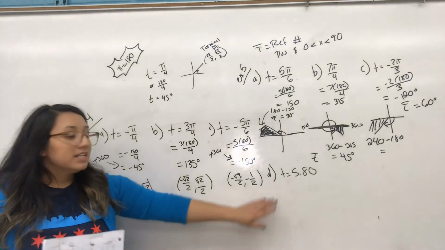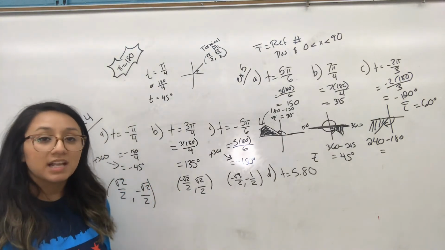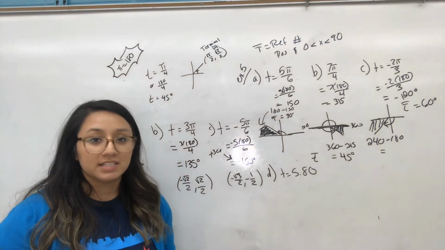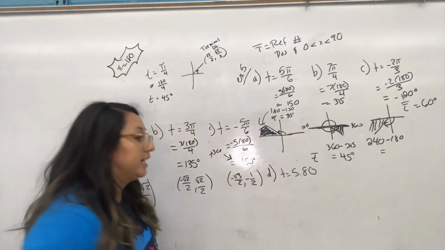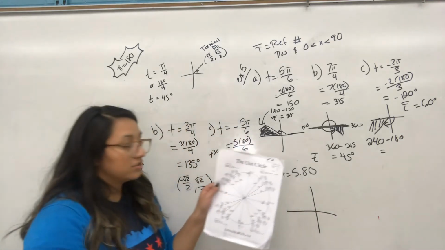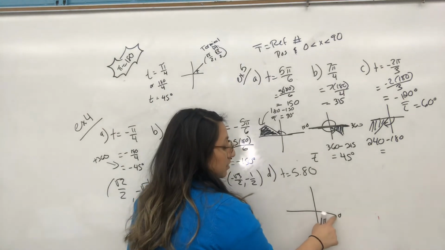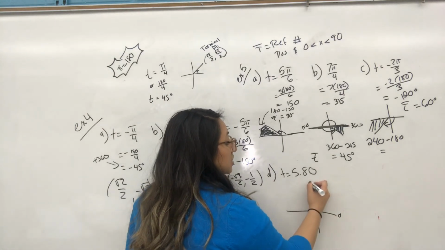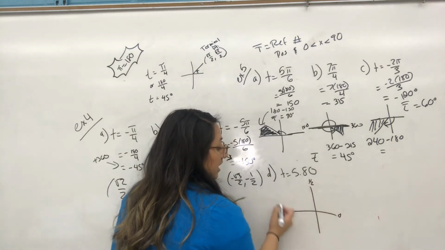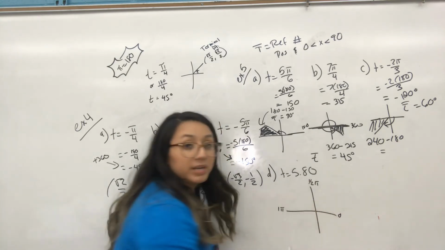The last one is D. This says 5.8, but it's not like how we typically see 5.8 as a decimal. This is considered radians. So if I were to draw a line here, just like our units are here, I'm going to draw a circle. If I go here, I start at 0. I go here, this is 1/2. If I keep on going, this is 1. And it's all in terms of radians.